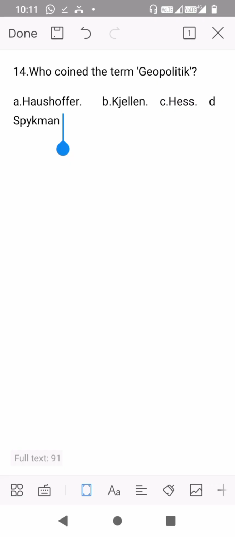The 14th question is, who coined the term geopolitics? The options are A. Horschafer, B. Chellan, C. Hess, and D. Spikeman. Basically, what is geopolitics?